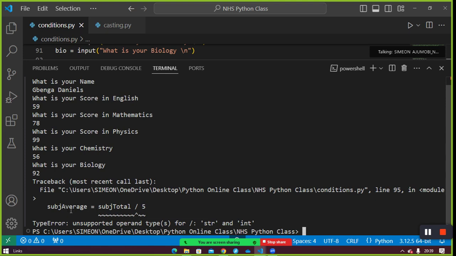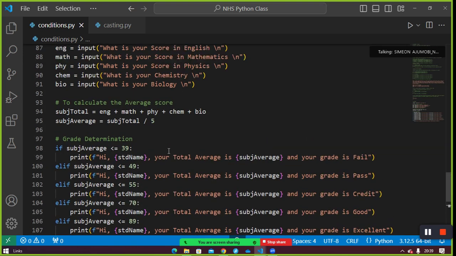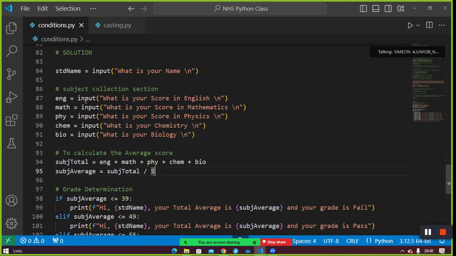Okay, subject average equals subject total divided by 5. And it's telling us here, in this line, subject average equals subject total divided by 5, unsupported operand types for slash: a string and an integer. Then let's look at it. It's telling us that it is seeing this place as a string while seeing this place as an integer. Oh, my input was a string all through.